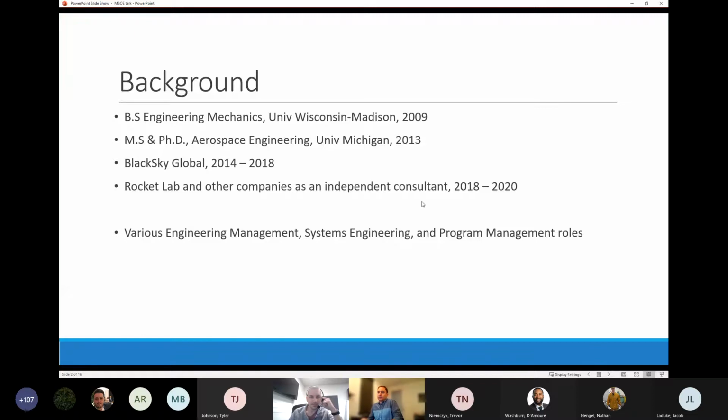So a quick background on myself. Like Kevin mentioned, I have my bachelor's from the University of Wisconsin, and then went right to grad school at the University of Michigan in Ann Arbor. My focus there was aerospace engineering, more specifically spacecraft design and spacecraft flight dynamics and control.